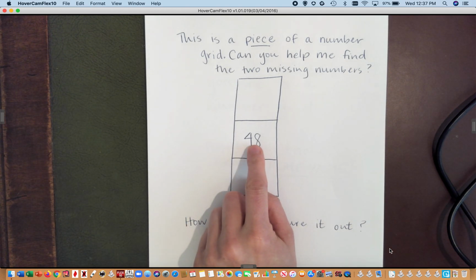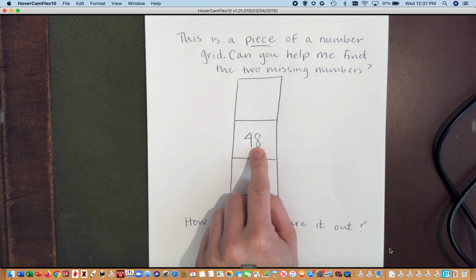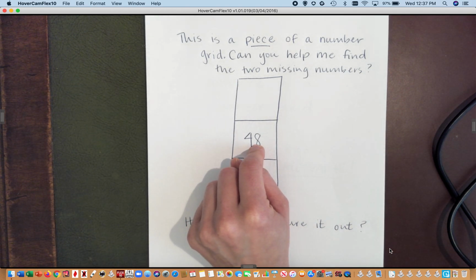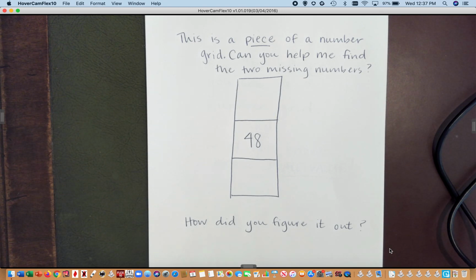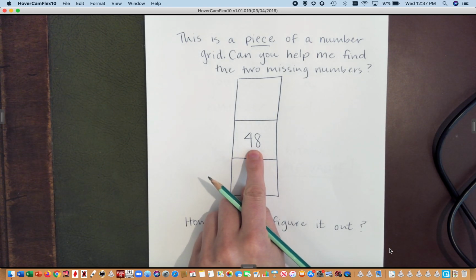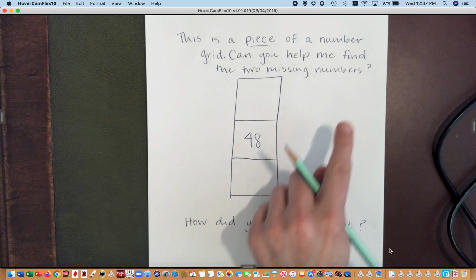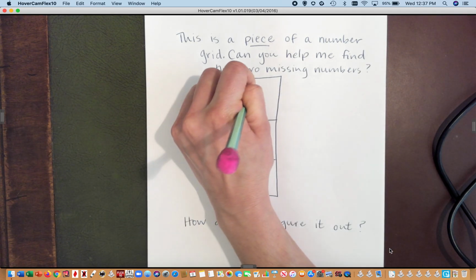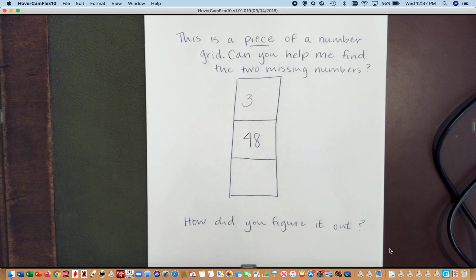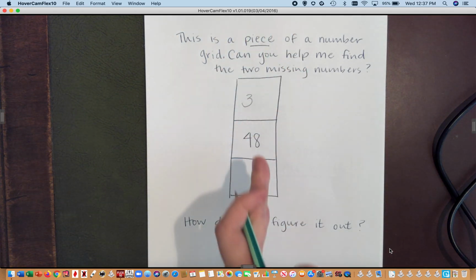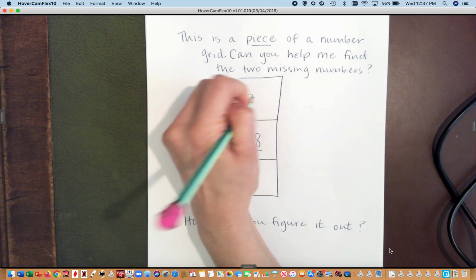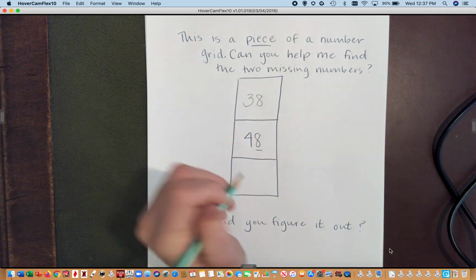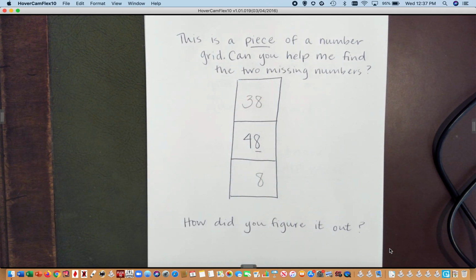So I know when I have a number in a number grid or a hundreds chart, if I go one box up, the tens place is going to change, but the ones place is going to stay the same. So it's going to go from the row that has 40s to the row that has 30s. So this has to be a 3, but all the numbers that go down still have an 8 in the ones place. So I'm going to leave the 8 here for both of these boxes.